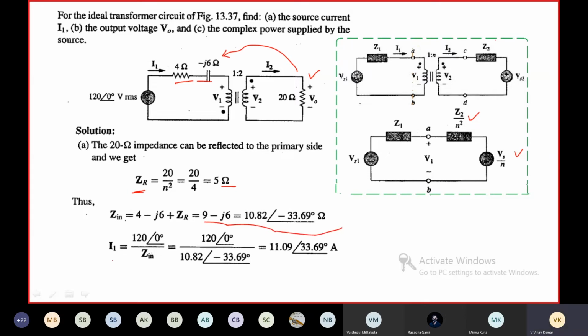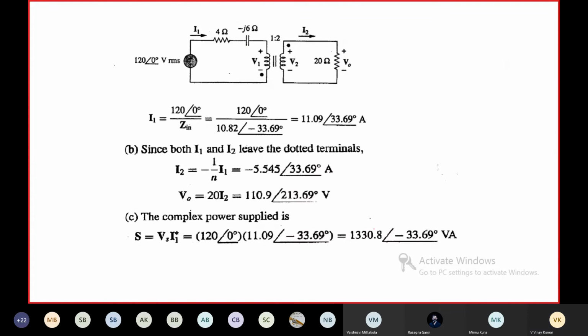What will be I1? I1 is equal to 120 at an angle 0 degrees, the total voltage, divided by the input impedance. What is the input impedance? The input impedance is 10.82 at an angle minus 33.69 degrees. Then you're going to get this I1. You got the value of I1.